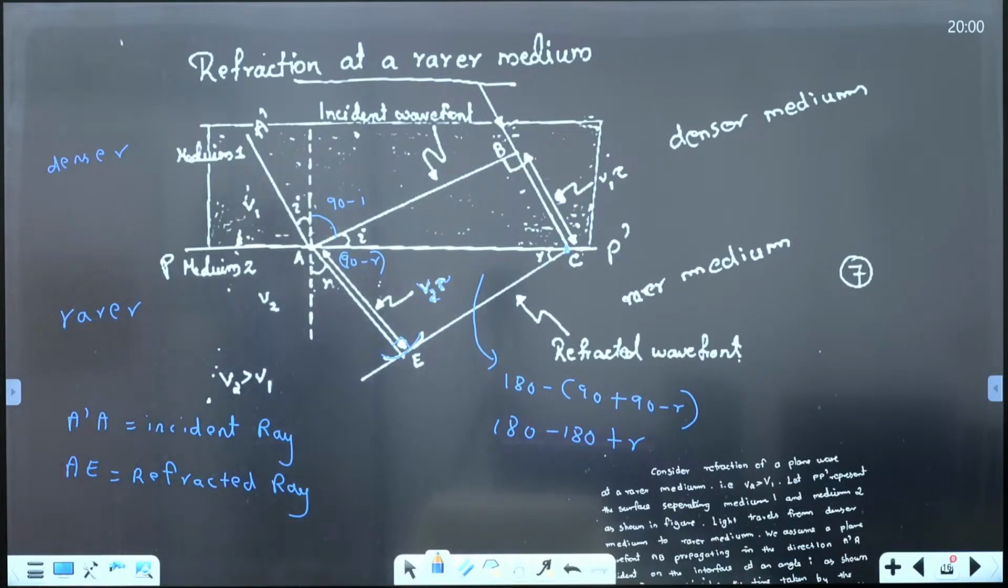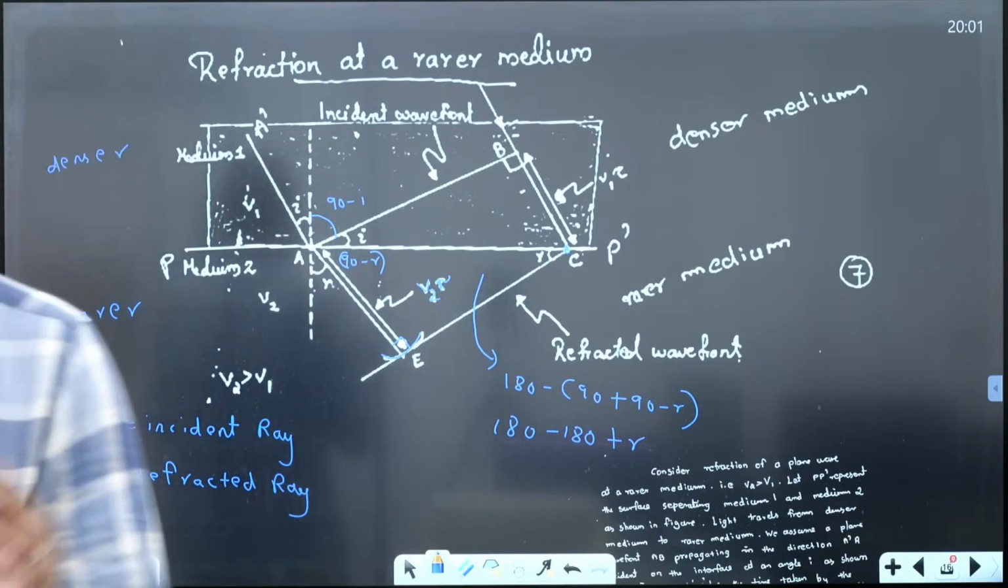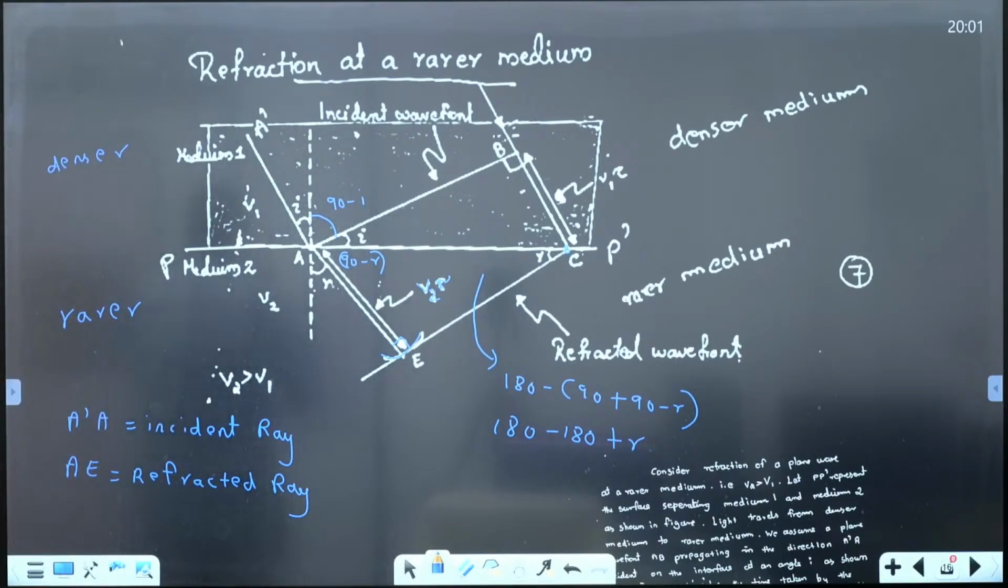Any doubt? You must note down the figure. Drawing the figure is very time consuming, but still I am telling you to draw the figure because it is a sure question.